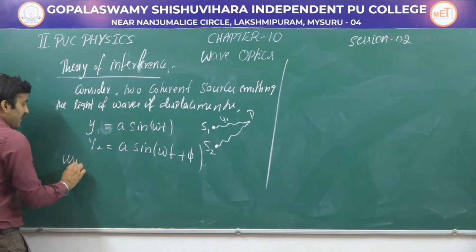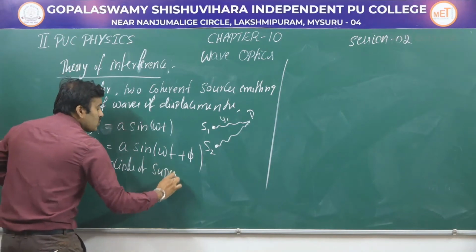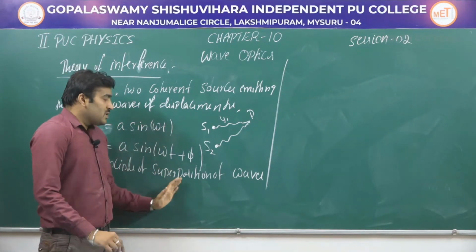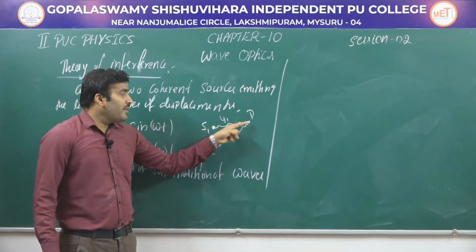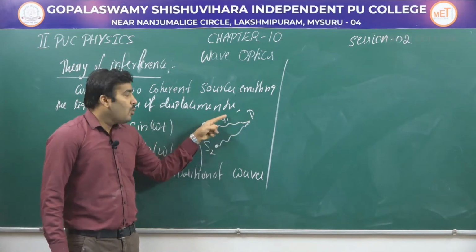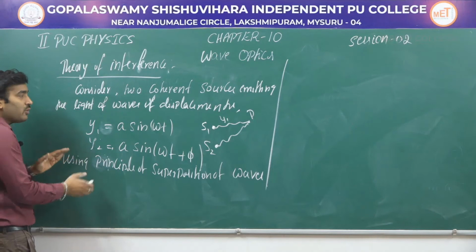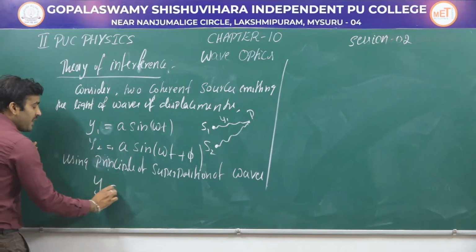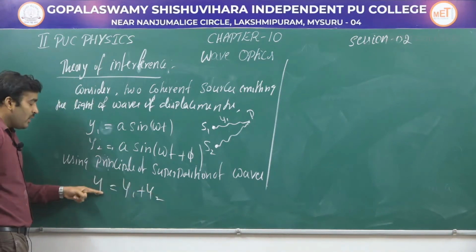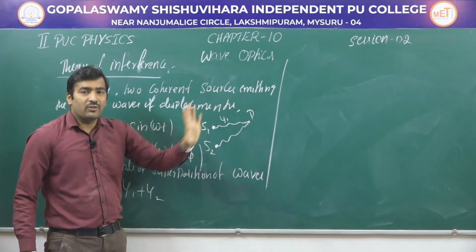Now, using the principle of superposition of waves, I have explained to you that according to the principle of superposition of waves, if two or more waves are meeting at a point, then the resultant displacement at this point is equal to the vector sum of the displacements due to individual waves. If these are the displacements of the two waves, then the resultant displacement is equal to y1 plus y2. Y is equal to y1 plus y2, where y is the resultant displacement at this point where the two waves are interfering on each other.